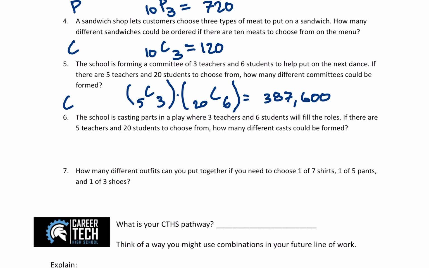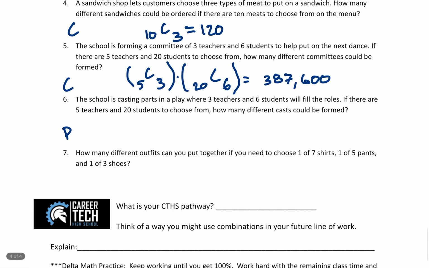Okay, now the school is casting parts in a play where 3 teachers and 6 students will fill the roles. If there are 5 teachers and 20 students to choose from, how many different casts can be formed? Well, now we're choosing parts for a play or roles for a play. So now it matters, because if we choose one student to be the lead role, then it's going to be different if another student takes over the lead. Okay, so now we're going to be doing a permutation because we're assigning roles.